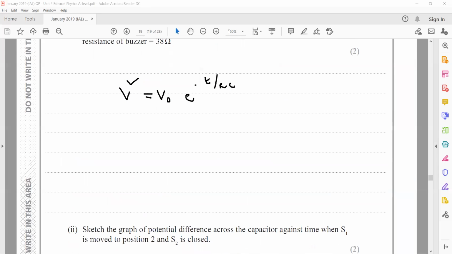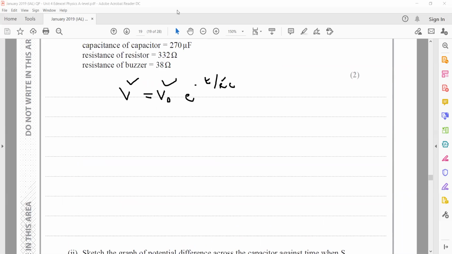V naught is the maximum voltage, that's also given, 6. R is the total circuit resistance, so that's the sum of the resistance of the resistor and the buzzer. And C is the capacitance, which is 270 microfarad. When you substitute, it should be in farad, so 270 exponent minus 6. Take the anti-log and find the time taken by the student to react to the sound of the buzzer.